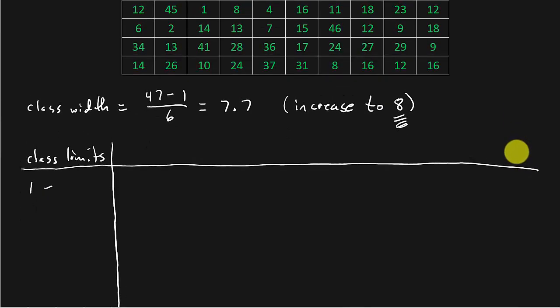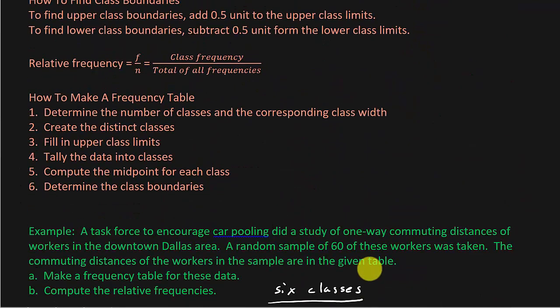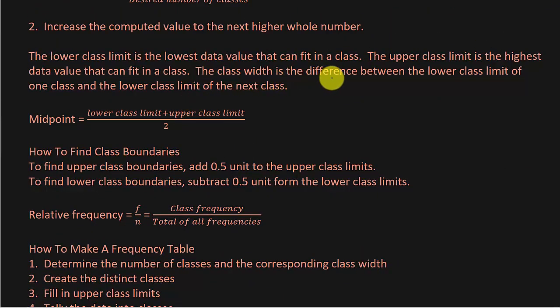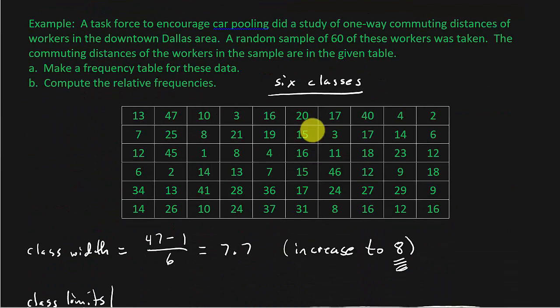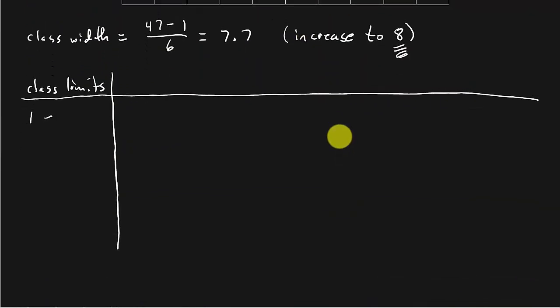This is where you have to really be careful. This is what I was emphasizing in this last statement. The class width is the difference between the lower class limit of one class and the lower class limit of the next class. So what does that mean? We establish the lower limit of the first class, and then we take the class width and add it to 1. So 8 plus 1 is 9. That is the lower limit of the next class. Where students mess up is they take the 9 and put it up here. That's not how it works.